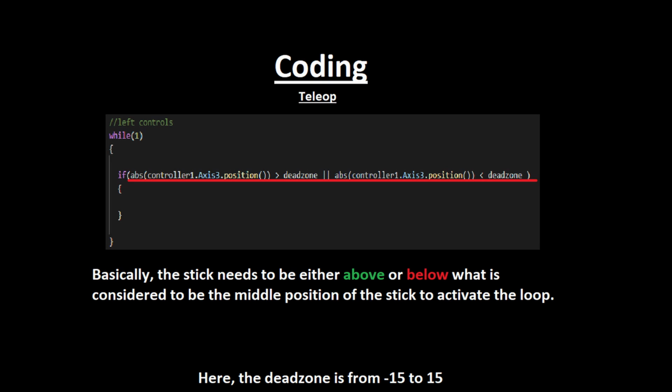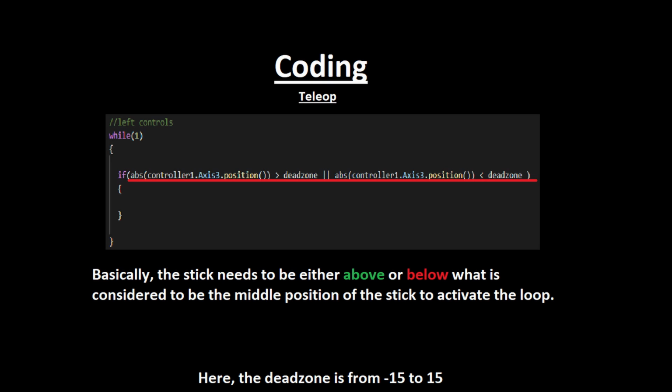The first half is saying that the stick needs to be at a position above the dead zone in order to activate the code, with the dead zone being the area that the stick can be in to still be considered the middle of the controller, where it doesn't matter if it's moving or not, it won't be detected.